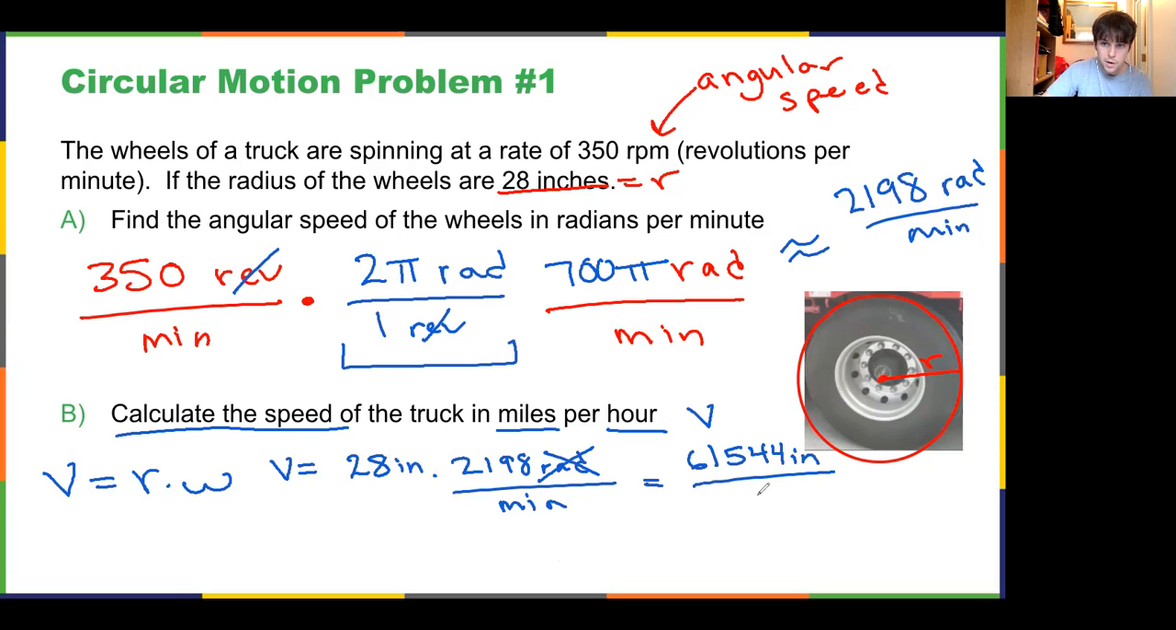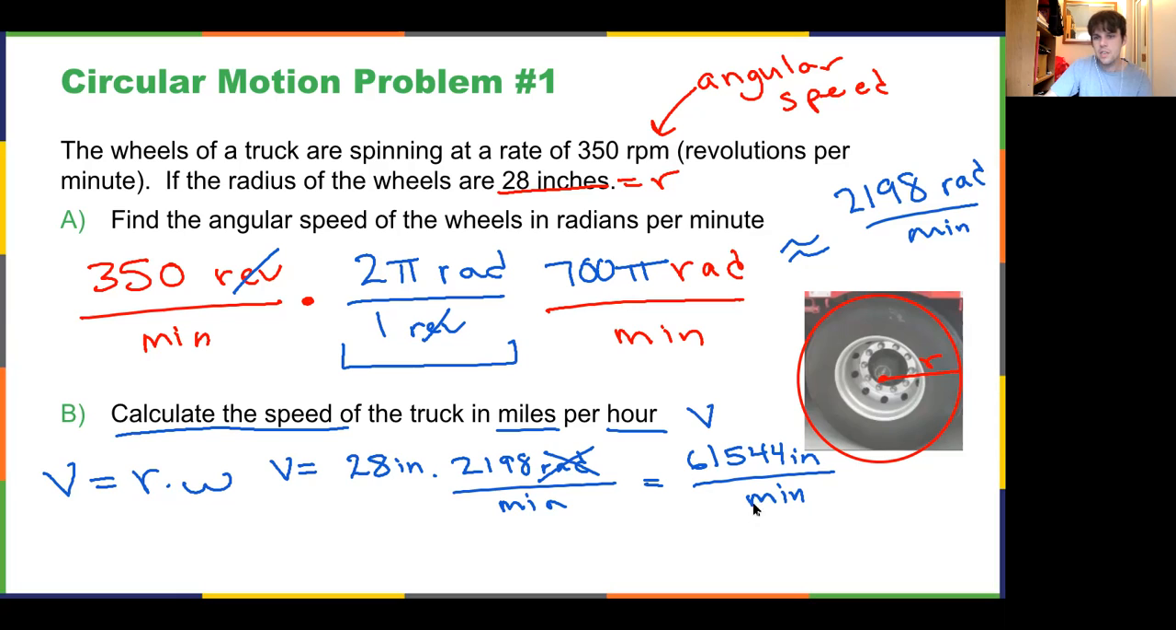inches per minute. Now, that is not the appropriate units for this problem. That's not what we want our final answer in. So we're going to do a little conversion here. I like to save my conversions till the end for the most part, but sometimes you may want to do it as you're going. It really just depends on what you think is best for you or for the given problem.